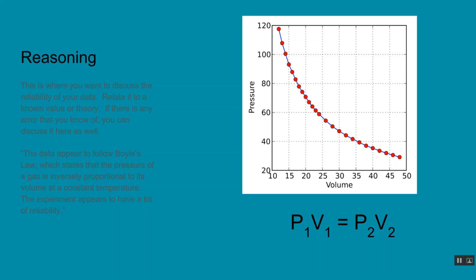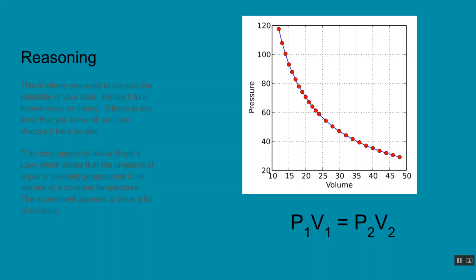Reasoning. So here's where you want to talk about the reliability of your data. You're going to relate it to any known value. Are you calculating the acceleration due to gravity on Earth? So how close did you get to 9.8? You can talk about if there's any error that you know of. Let's say you're calculating that value of 9.8 for the acceleration due to gravity, and you get 9.7. Okay, well, we know we're a little bit off from the known value. Why is that? Why do you think that happened? Was there some instrumentation that you knew to be faulty or something of that nature?